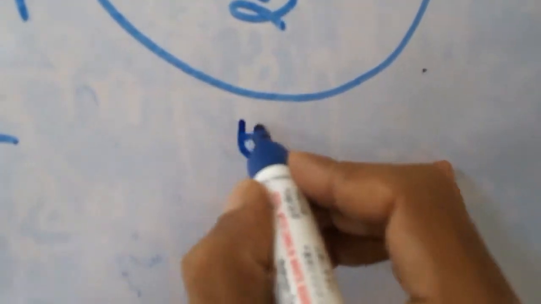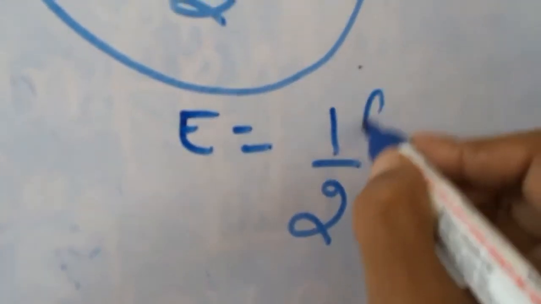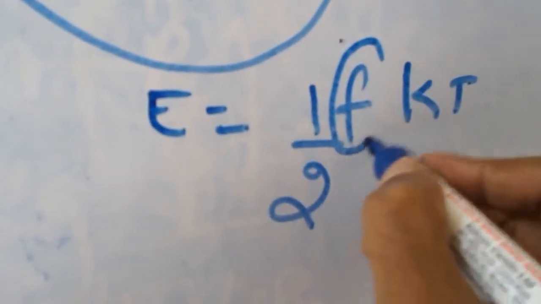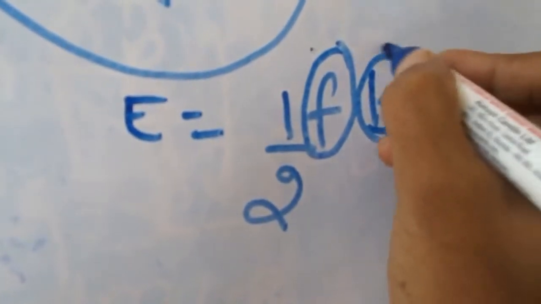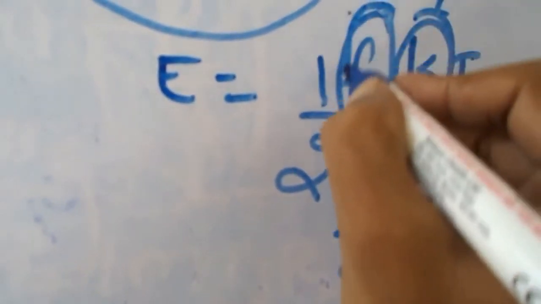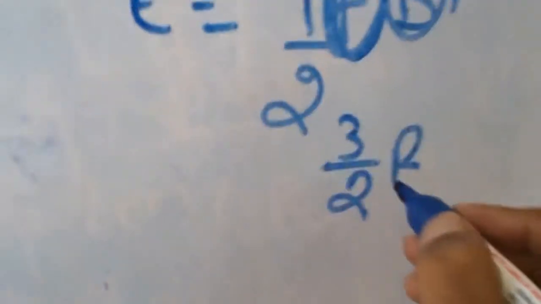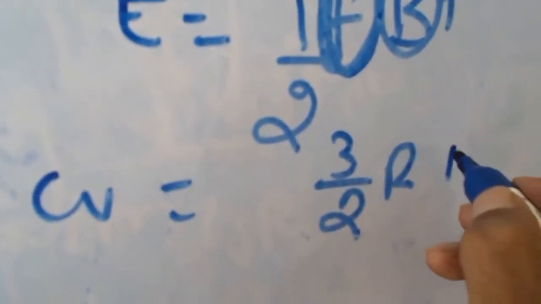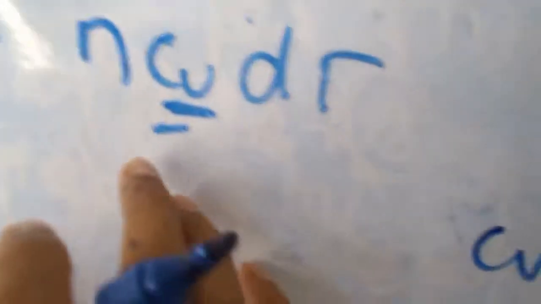If you know the equipartition theorem of Boltzmann, how the kinetic energy of gases behaves, then energy is equal to 1 by 2 times degrees of freedom times kT. Here the degree of freedom is 3, and if you convert this for 1 mole, it becomes 3 by 2 RT. For a monatomic gas you have 3 degrees of freedom, so your Cv is equal to 3 by 2 R.